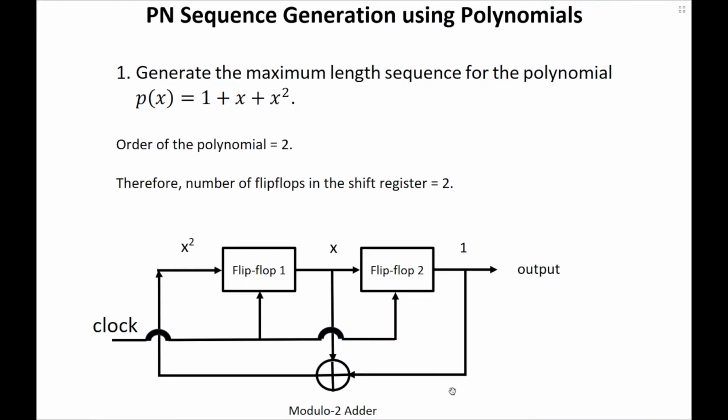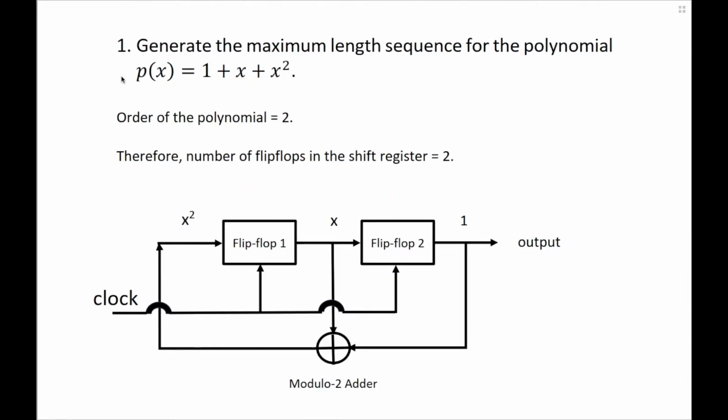In this video, I'm going to show you how to draw the PN sequence generator when you are given a polynomial. To start with, we have a question here that reads: generate the maximum length sequence, which is in fact one of the forms of PN sequence, for the polynomial P of x equals 1 plus x square. This is our question. To start the solution, we have to start by identifying the order of the polynomial.